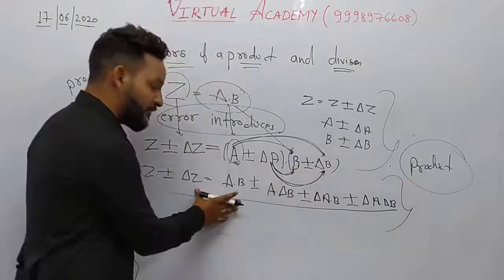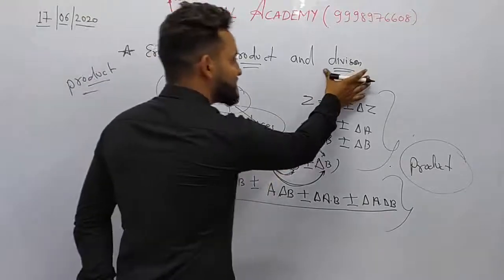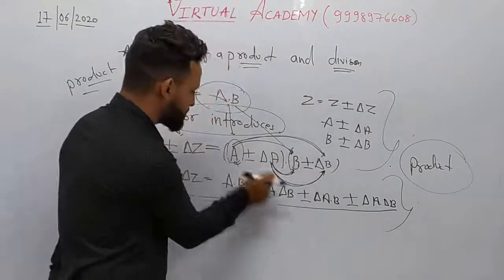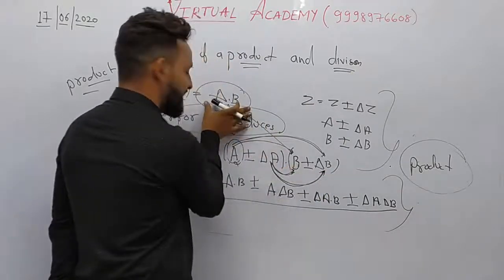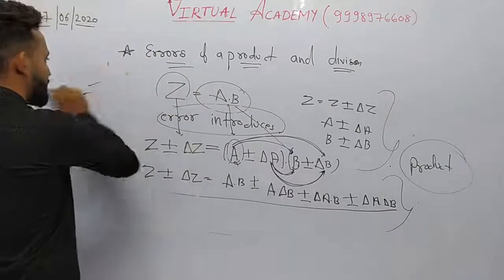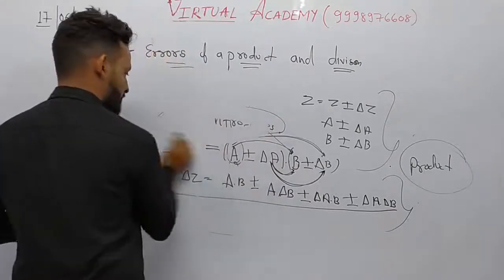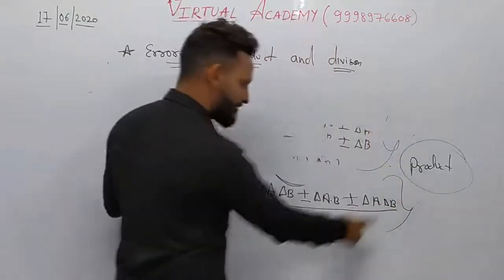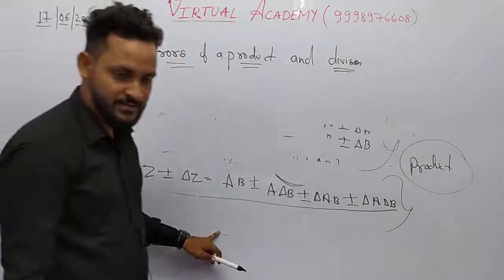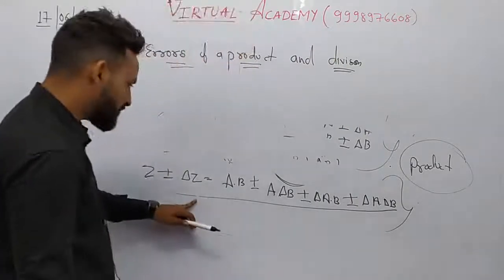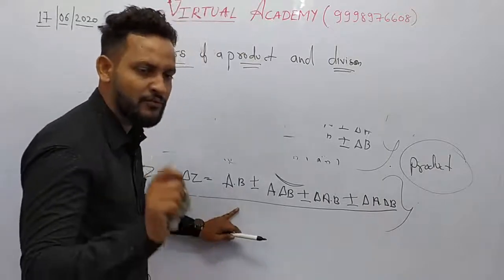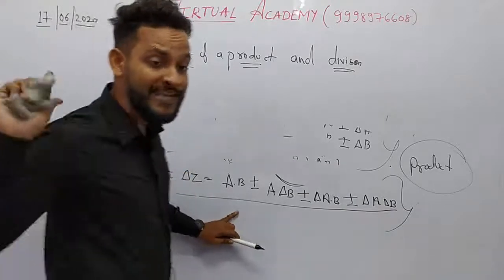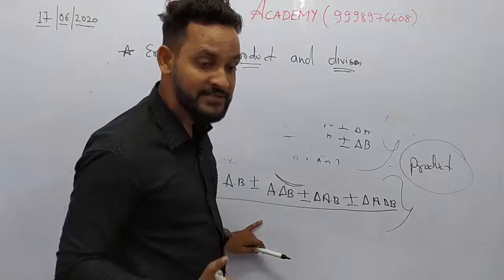Now after that, we have to go for division. It's like multiplication, just that we have done one thing: we multiplied the quantities A and B. Now after that, division. So we have to use the same equation, but just do a little bit of division on both sides. After that, we have a complete equation for division.